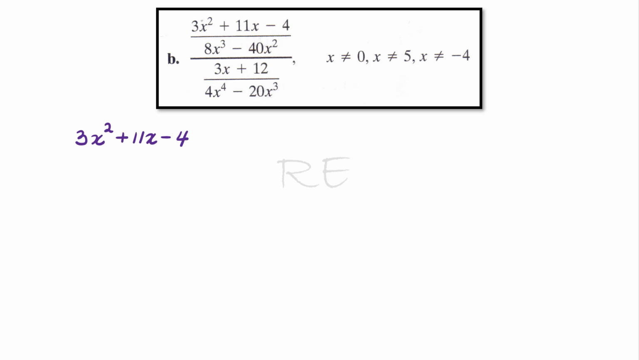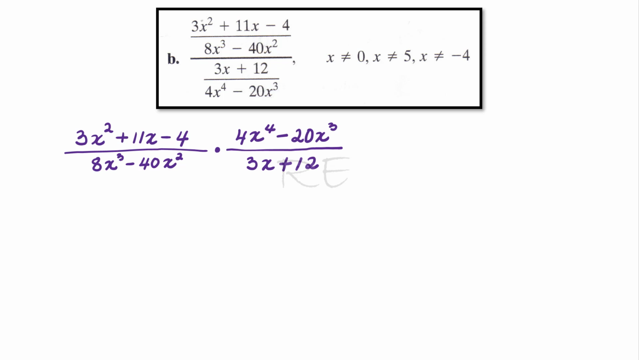Division is the same as multiplication by the reciprocal. So we keep the numerator and we flip the denominator. We multiply it by the reciprocal of the denominator.